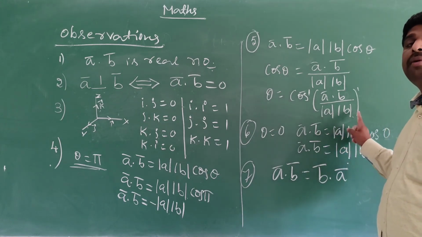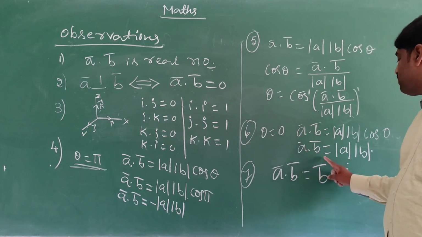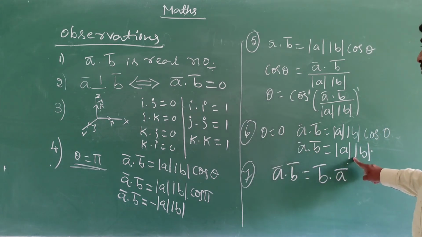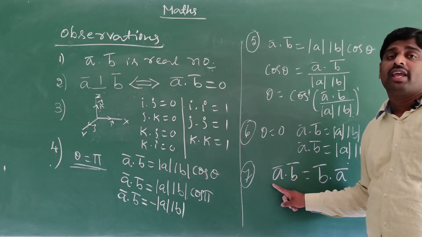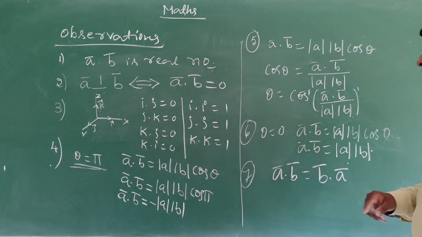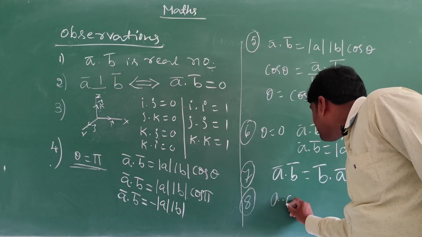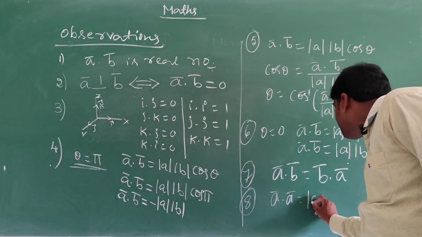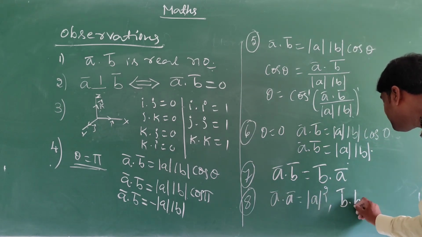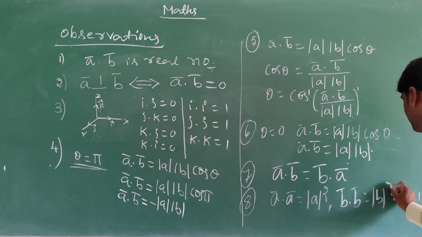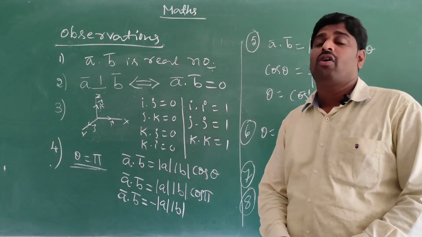The angle between two vectors formula is theta equals cos inverse of a bar dot b bar divided by magnitude of a bar, magnitude of b bar. If theta is equal to 0, a bar dot b bar equals magnitude of a bar, magnitude of b bar. The commutative law is satisfied: a bar dot b bar equals b bar dot a bar. Next, a bar dot a bar is magnitude of a bar square. Similarly, b bar dot b bar gives magnitude of b bar square. These are the observations of the dot product of vectors.